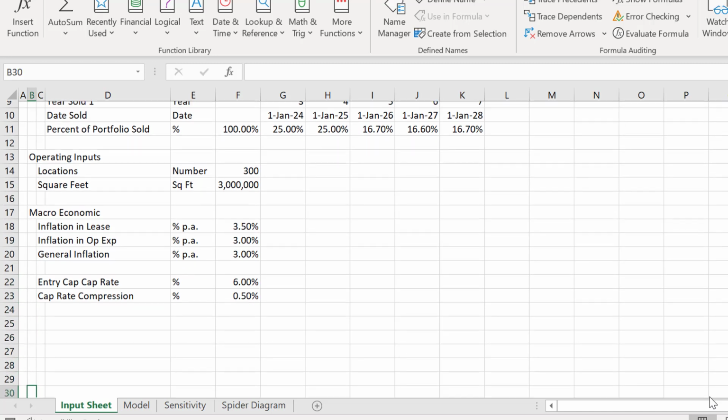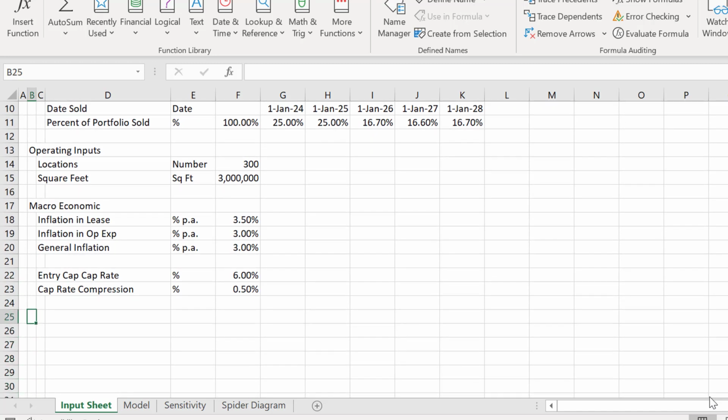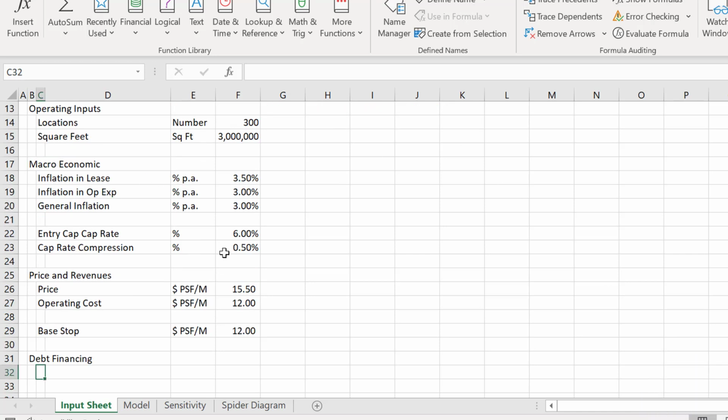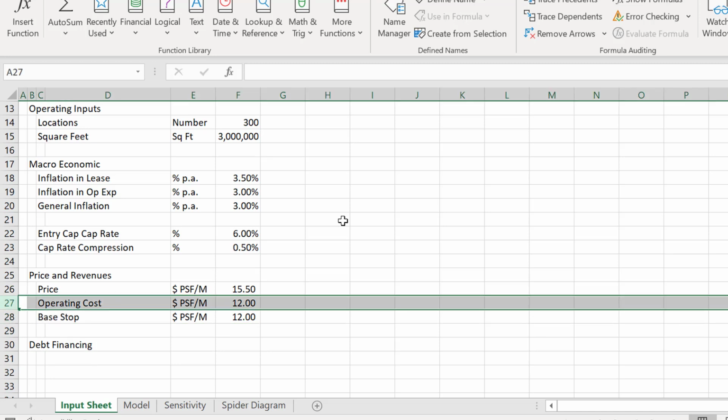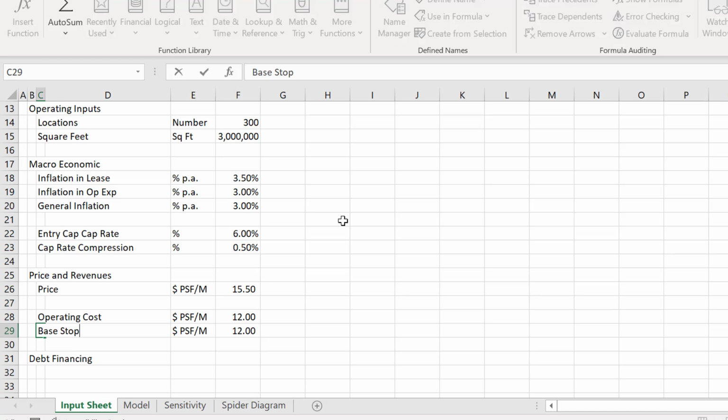I don't even put pictures here or anything else. And I can't imagine a real estate analysis without beautiful pictures. And then let's put price and revenues, and let's put the price, and I'm going to stop here. Okay, let's stop. Pause. Okay, so I entered the price and the operating cost, and then we have this base stock business, which again the tenant pays.